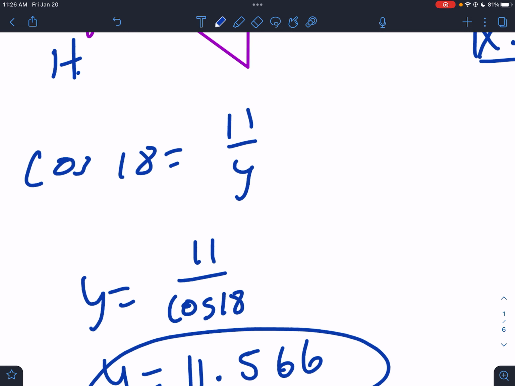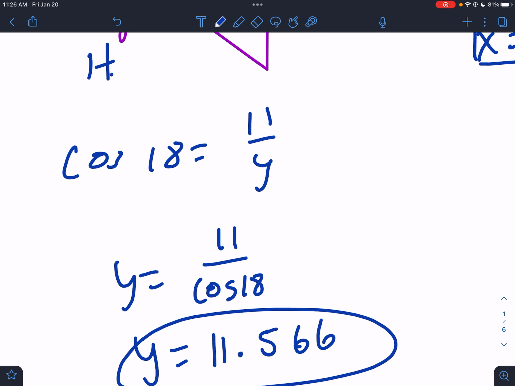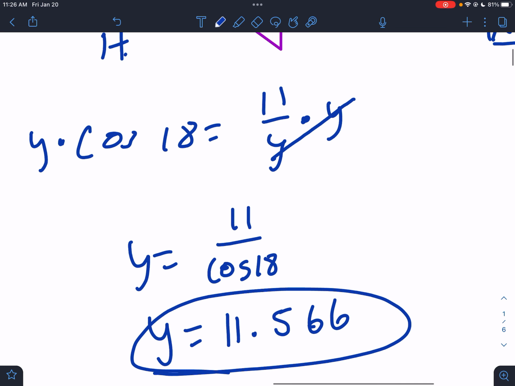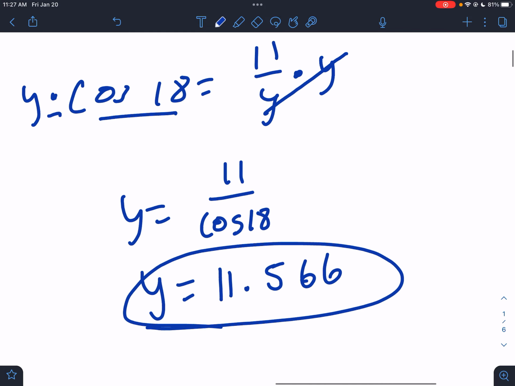Why do we switch places? Well, that's because we're multiplying y to both sides, canceling out the y. And then this is times cosine 18. So how do I fix times cosine 18? I divide by cosine 18. That's why it ends up there.